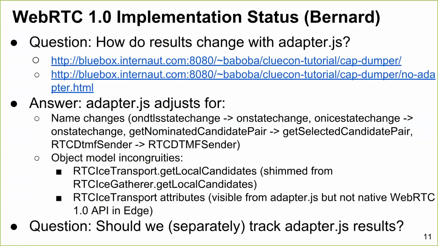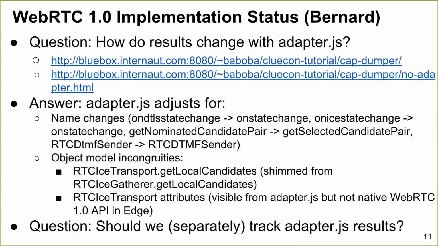All right. So one question that came up is how do some of these results change when you use adapter.js, which I don't think the current Confluence or tracker is doing. I wrote a little script to look at it that way, and it turns out there are a bunch of name changes that we made that result in things being read as missing where they actually aren't. So we changed onDTLSStateChange to onStateChange, onIceStateChange to onStateChange, getNominatedPair got changed to getSelectedPair, and DTMFSender capitalization changed.